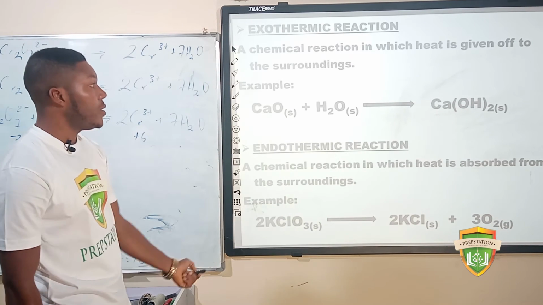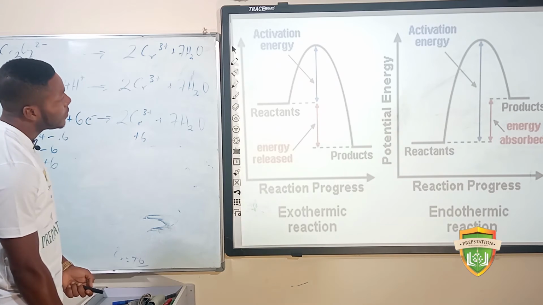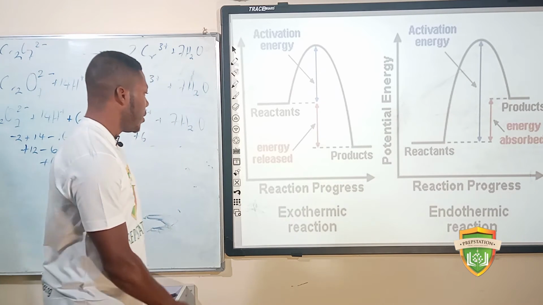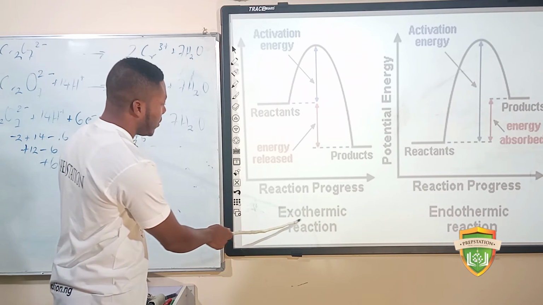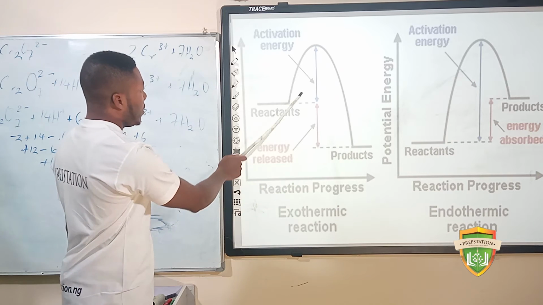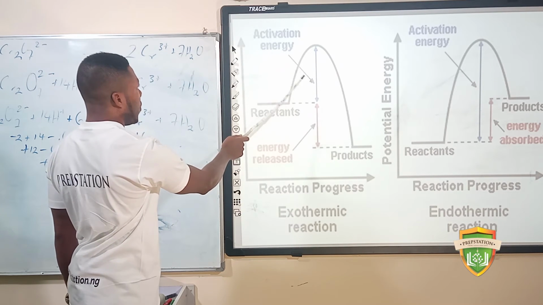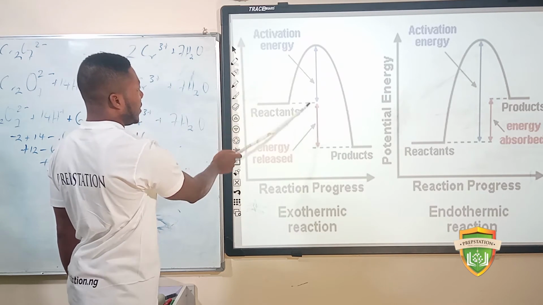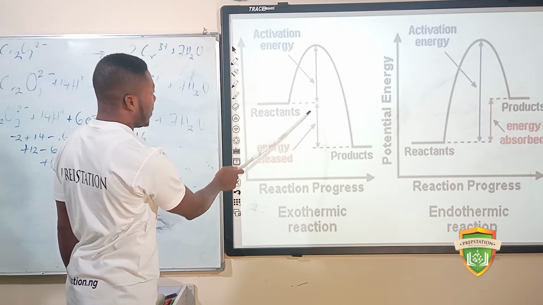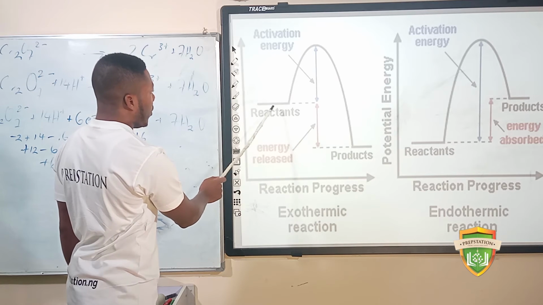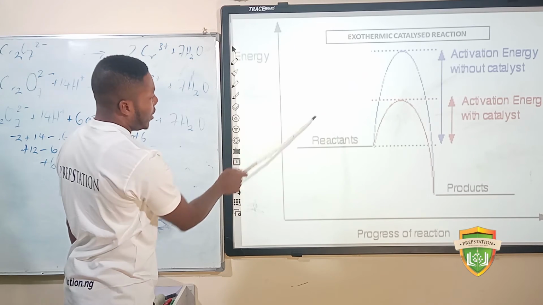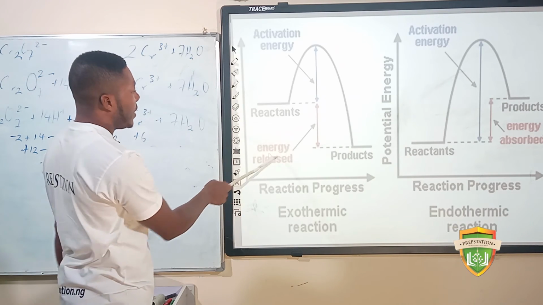Exothermic and endothermic: this is the profile for each of the reactions. This is the exothermic reaction, from reactants to products. From this point to this point is called activation energy. Then this is the energy released, from this point to this point, from reactant to product. Whatever is released there is called enthalpy change, the energy released from the system.